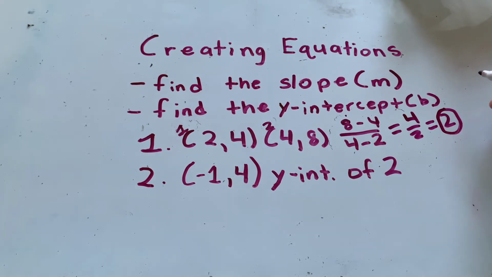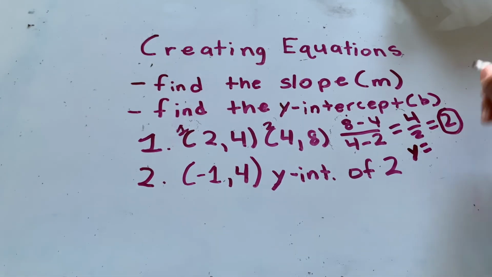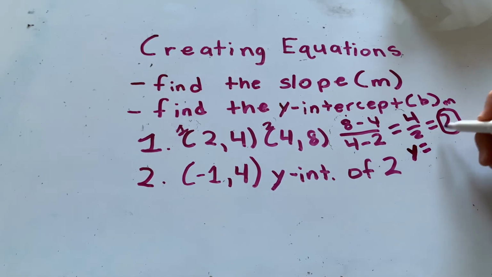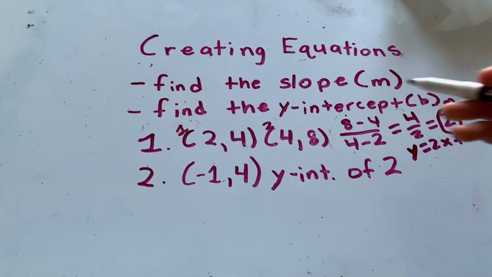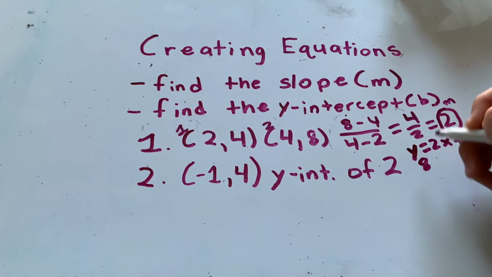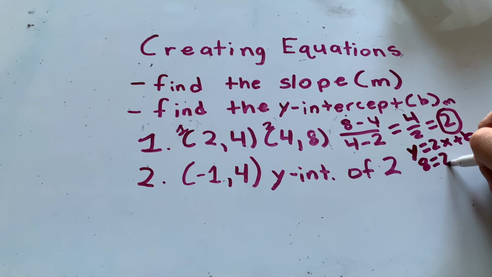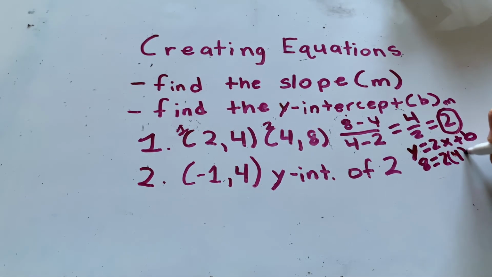So what we're going to have to do is use the equation y equals mx plus b to help us out. So y equals the m value, which is 2, and then x plus b. Well, we have a point right here that we can plug into this equation. So we're going to do 8 as the y, 8 equals 2 times 4 as the x, plus b.